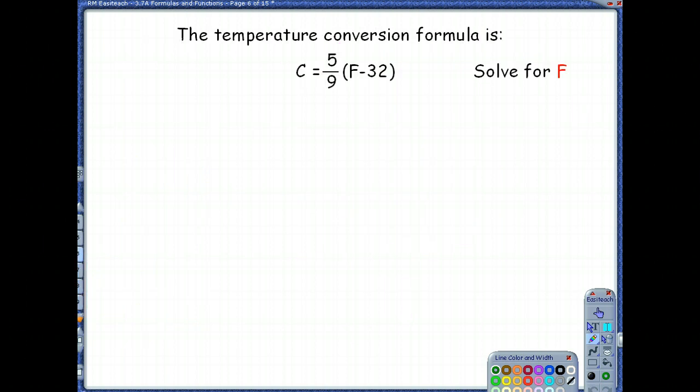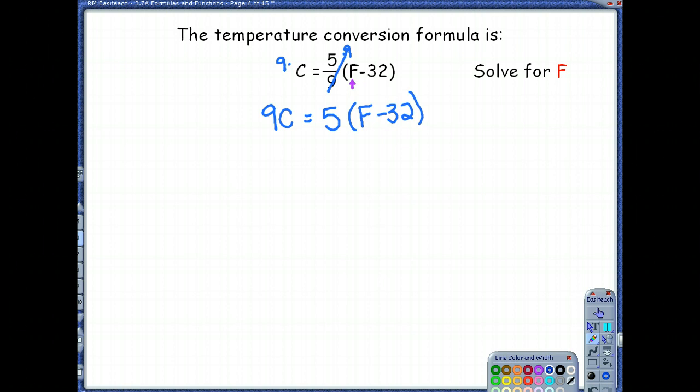All right, we're going to try another one. This one, we're supposed to solve for f. We're supposed to try to get this f by itself. Now, the first thing that I notice here is that we have a fraction, and we know how to clear that fraction. We can multiply both sides of the equation by 9, and that should clear my fraction. Now, I want to multiply everything except for the stuff inside the parentheses. So I know that over here I'm going to have a 9c, but over here these 9's just cancel each other out. So it's going to equal 5 times the quantity of f minus 32.